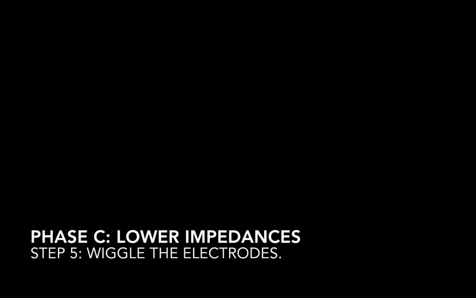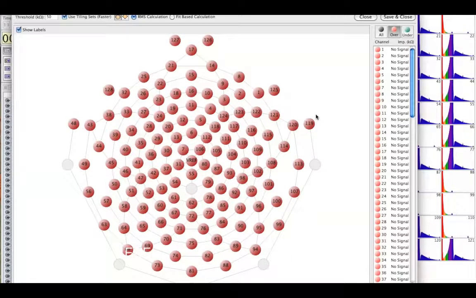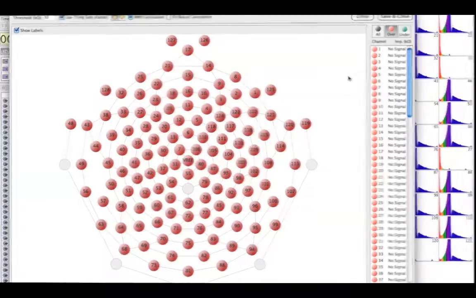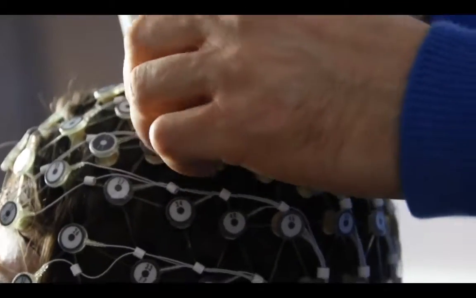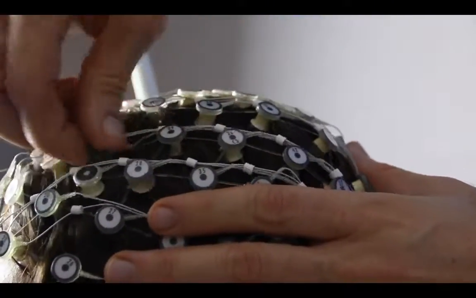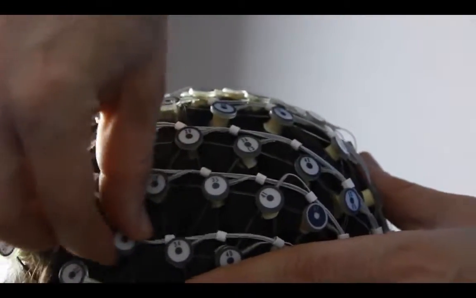There are various techniques we can use to lower the impedances at each electrode. When you look at your screen, the software may show something like this. The red dots indicate the electrodes for which the impedances are still too high. The main technique is just to wiggle the electrode. Wiggling causes the sponges to get closer to the scalp and moves the hair out of the way, which may block the electrical connection.